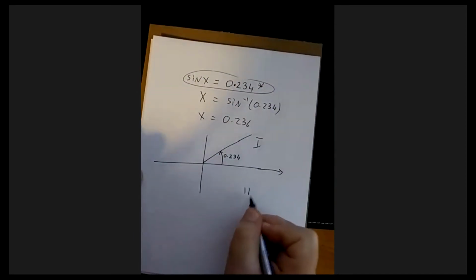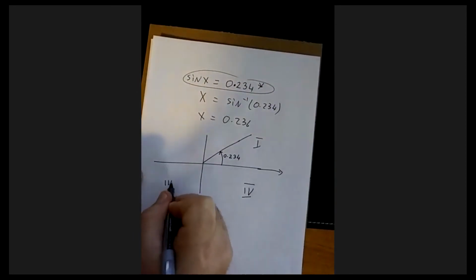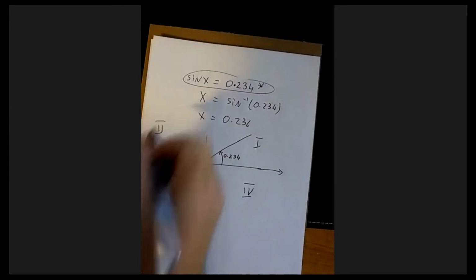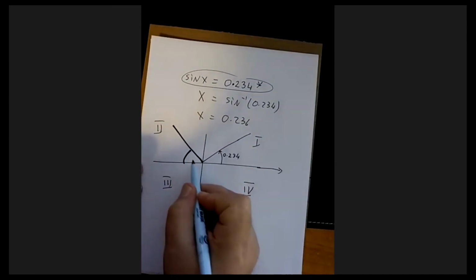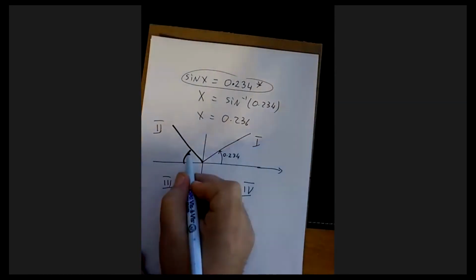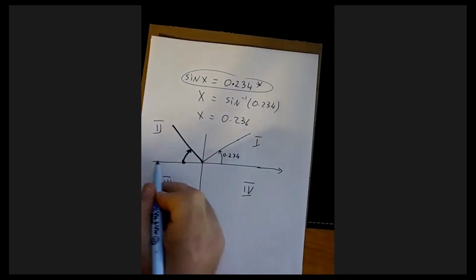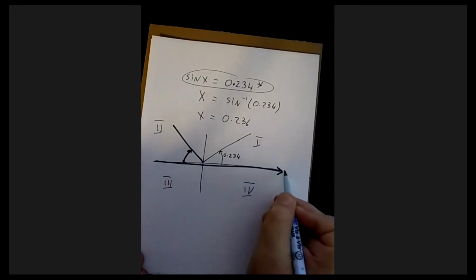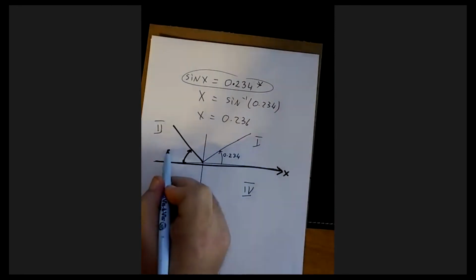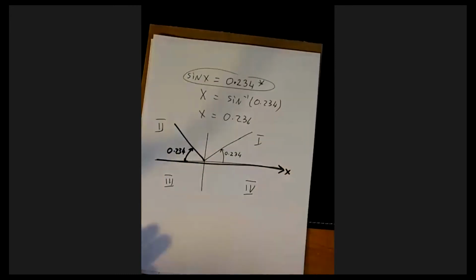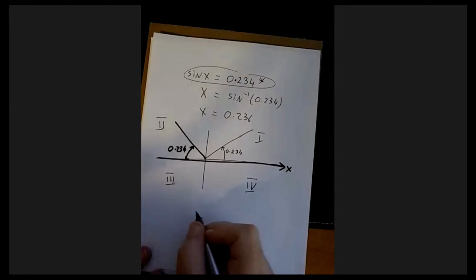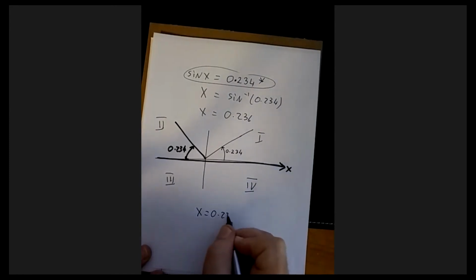Since the sign is positive, what other quadrant do you get a positive sign in? The second quadrant. So what you then have to imagine doing is you draw another guy over here, and this angle here is called the reference angle. This angle is the angle that you make with the x-axis. It's called the reference angle, and it will also be 0.234. So I'm going to write my first answer down here.